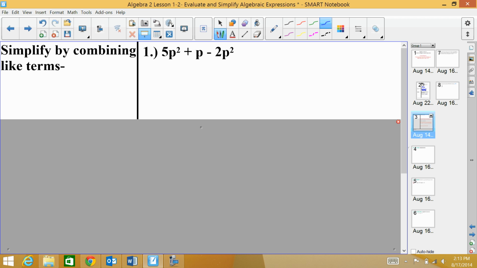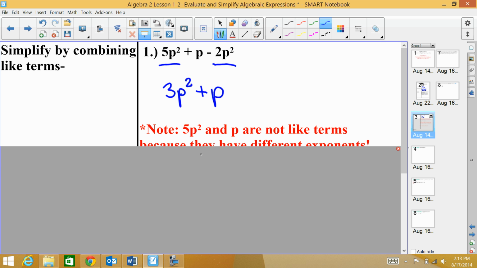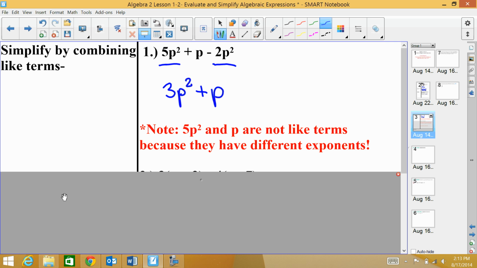Combining like terms. Now this should be something that you guys have done before. Like terms have to have the same variable and the same exponent. So when I'm evaluating this, I can put the 5p squared with the negative 2p squared. So if I combine those together, 5p squared minus 2p squared would be 3p squared. And then I still have plus p left over. I couldn't do anything with that because it has a different exponent, so those are not like terms. So this is as far as we can simplify. Okay, so notice that those are different because they have different exponents.